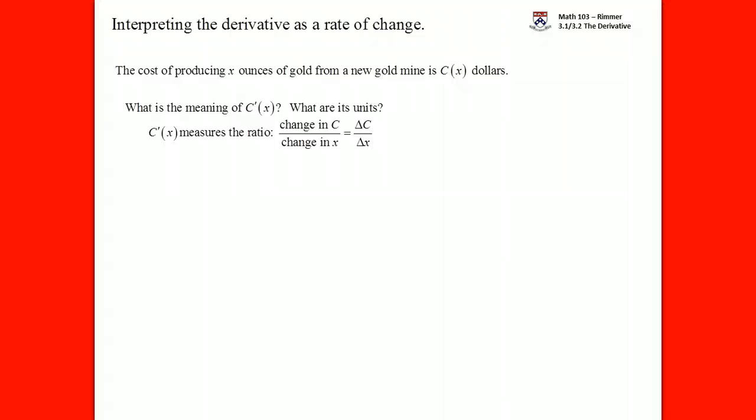Okay? So when I change X, if I want to go from having this mine produce some 80 ounces of gold to making it produce 100 ounces of gold, I changed X by 20. I'm interested in knowing how much that is going to make my cost go up. As a business, that's something I really want to know. I want to make more gold. What's that going to do to my cost?